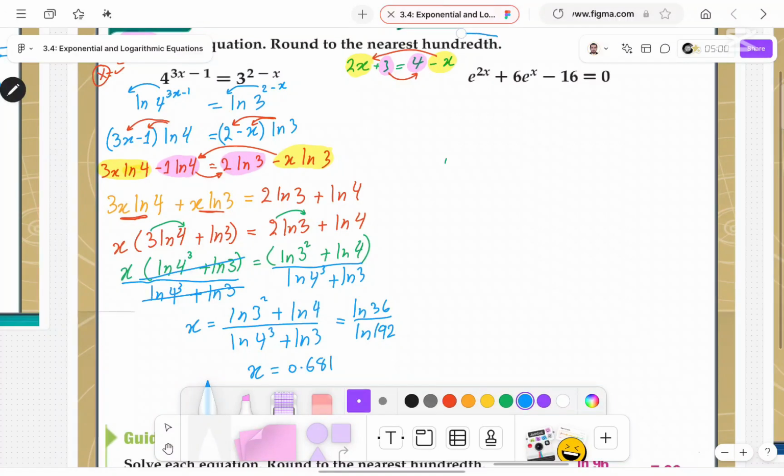So x is equal to 0.681 because it's saying round to the nearest hundredth. So the 1, it's not giving the 6, not giving the 8, so the final answer without the 1. So the answer is x equals 0.68. I hope you understand this.